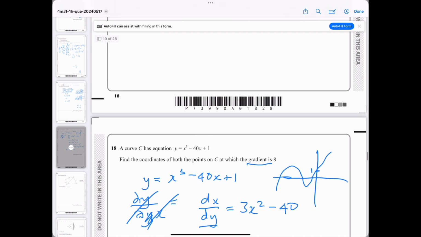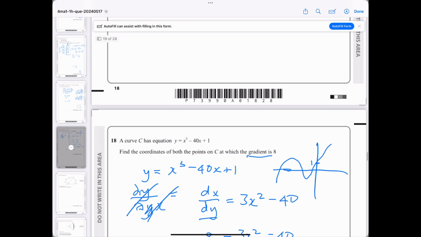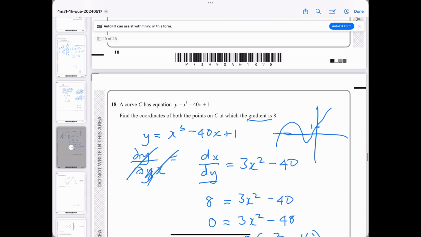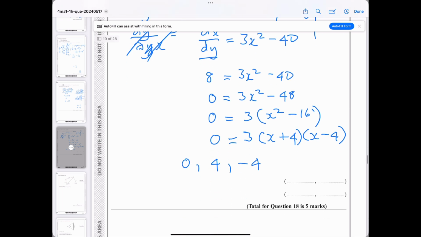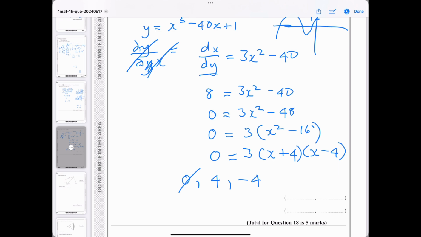So I don't think that's entirely what it's asking. Find the coordinates of both points on C where the gradient is 8. Okay, so we'll just take that out for a second. So it's 4 and minus 4.